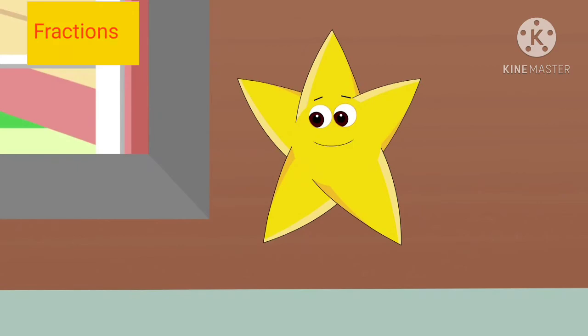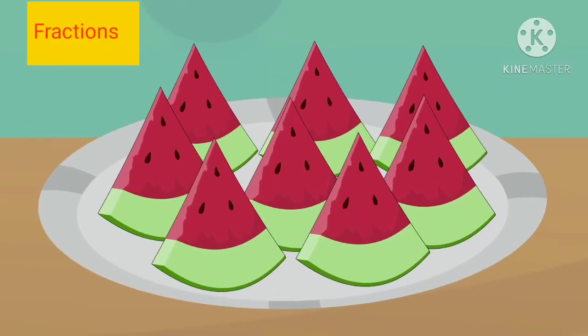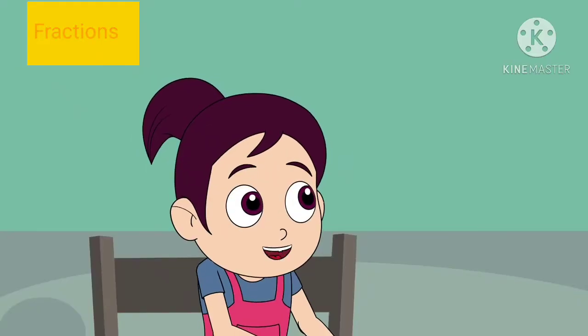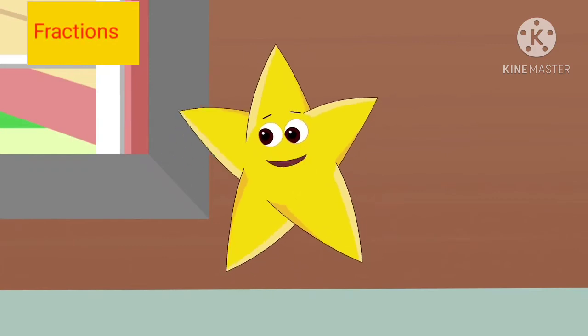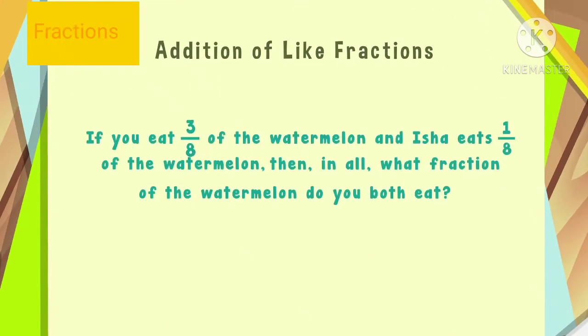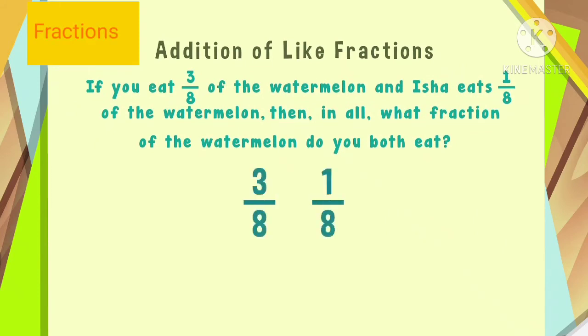Hey, Kabir. See how your mom has cut the watermelon equally into 8 slices. We can learn fractions even here. Fractions in watermelons? Yes, let me explain. If you eat 3 upon 8 of the watermelon and Isha eats 1 upon 8 of the watermelon, then in all, what fraction of the watermelon do you both eat? To solve this problem, you need to add the fractions.